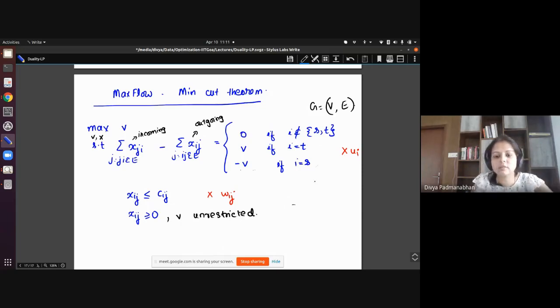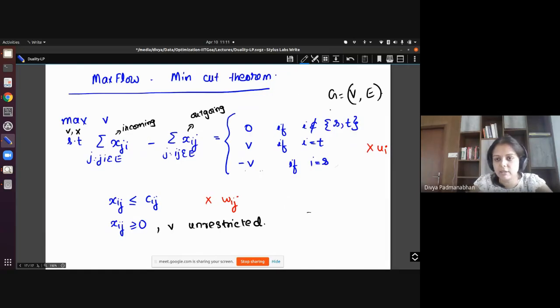So let's try the dual of this. Can somebody tell me the dual? I've just written the dual variables for benefit. There are these constraints, this is a flow conservation constraint, so there are as many constraints as the number of vertices. So flow conservation. I think this is clear.